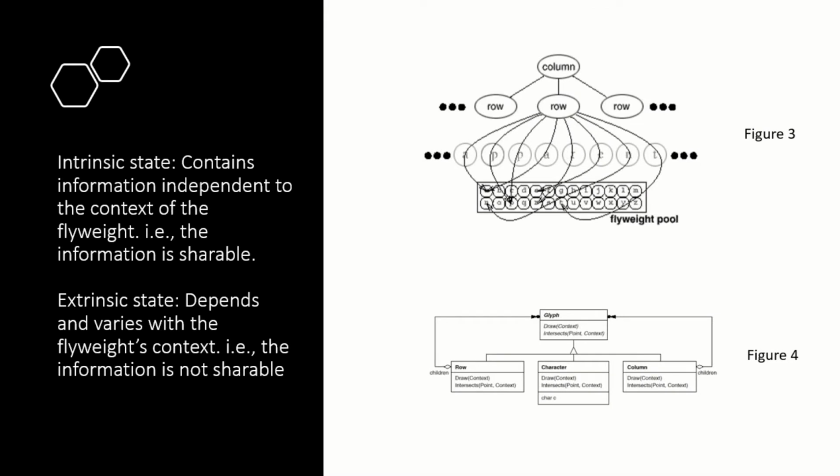Over here in figure 4, the class structure for these objects is shown. Glyph is the abstract class for graphical objects, some of which may be flyweights. The operations that may depend on extrinsic state have to be passed through the parameters. So for example, draw and intersect must know which context the glyph is in before they can do their job.